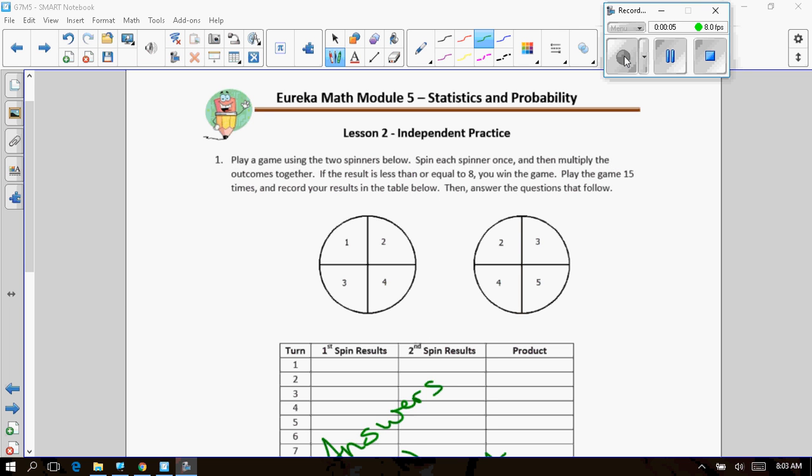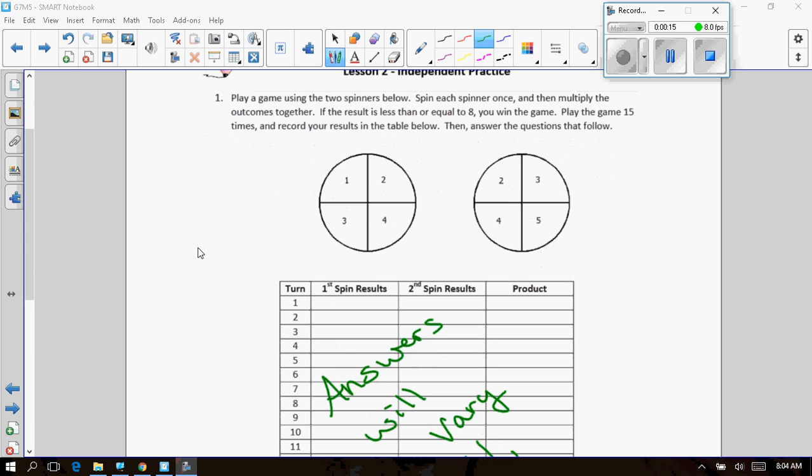Here I am. So, guys and gals, last night your assignment was to finish lesson 2, or to do the independent practice for lesson 2. So let's go over those answers before we start today's lesson. All right, so you were supposed to play this little spinner game. Okay, spin each spinner once, multiply the answer.